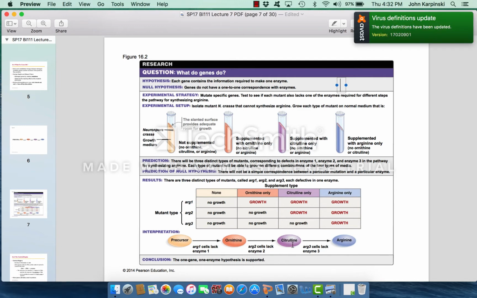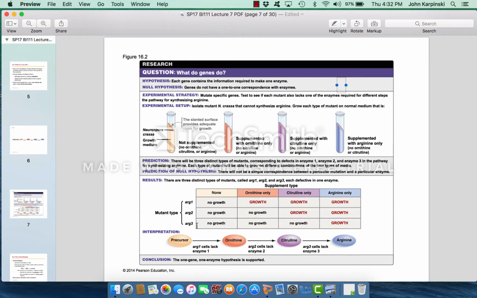But if the next precursor is present, the one downstream, one molecule over, citrulline, when citrulline is present, then we have an active enzyme 3 and arginine is produced. With the third and final case, we see that there's no growth in either ornithine or citrulline, okay? And that means that if there's no growth in those two, then the step from citrulline to arginine is not happening. So that would imply that enzyme 3 is the enzyme that is mutated when there's a mutation in the ARG3 gene.